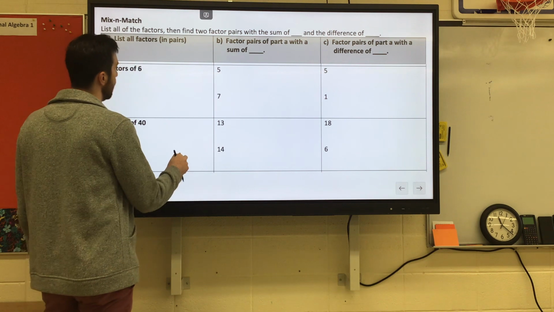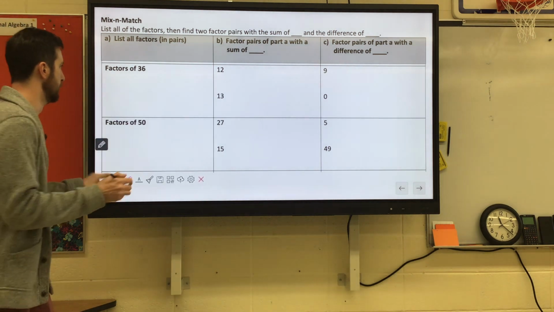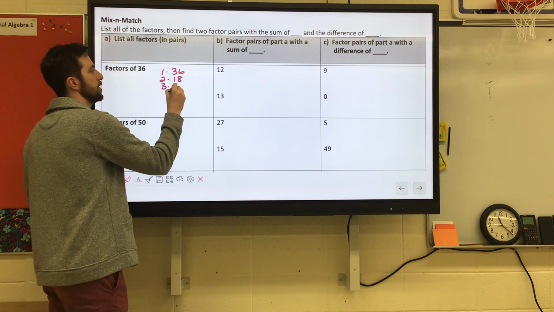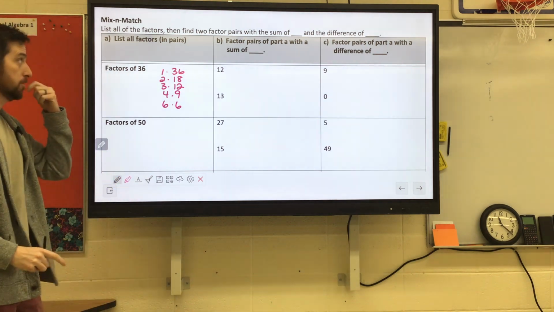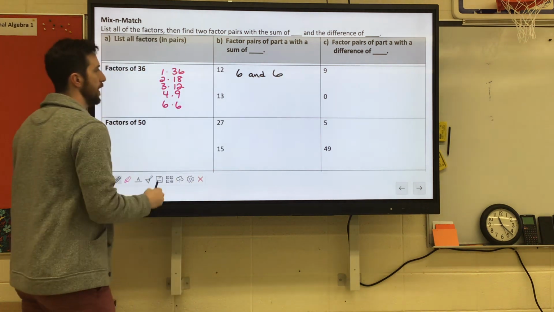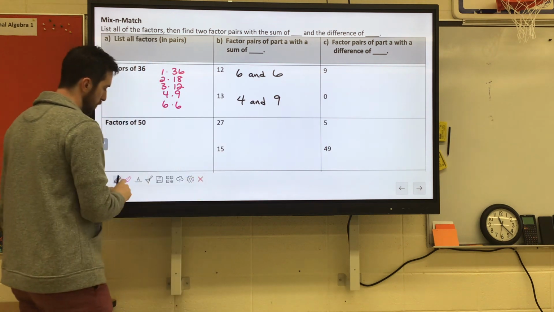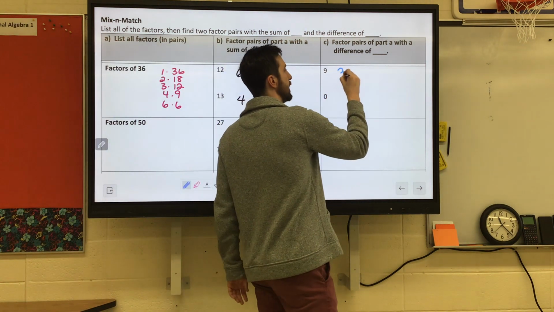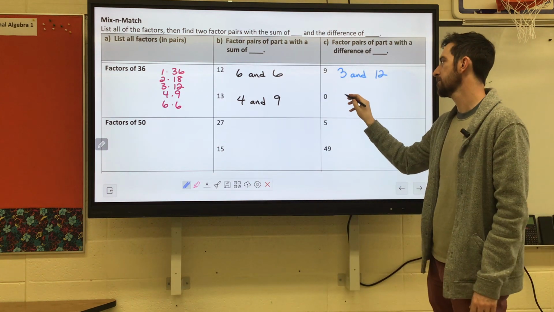What else we got? Ooh, factors of 36. Again, we listed that earlier. 36: 1 times 36, 2 times 18, 3 times 12, 4 times 9, or 6 times 6. Which ones add up to 12? That'd be the 6 and 6. Which ones add up to 13? That'd be 4 and 9. Which ones have a difference of 9? That's the 3 and 12. And which ones have a difference of 0? Same number, 6 and 6.